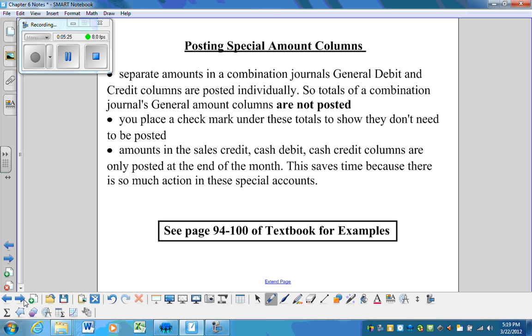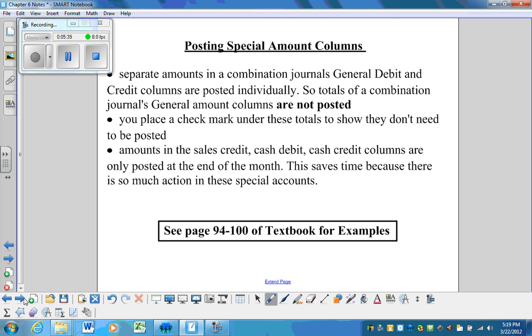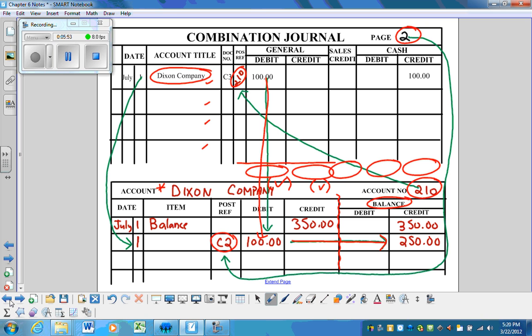Because you don't have to do anything in the general debit or credit, you're going to put a check mark in parentheses. So you have your total there at the end. Sorry, this is getting kind of messy. You're going to put a check mark. Amounts in the sales credit and cash debit and credit columns are only posted at the end of the month to save you time, because there's a lot of action in those. So eventually you're going to be putting account numbers at the bottom of these.